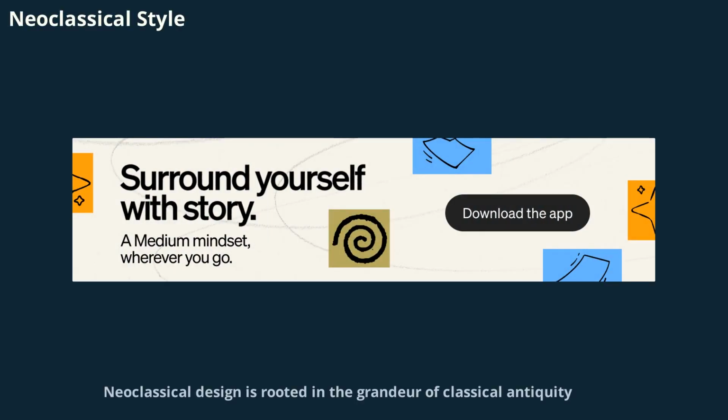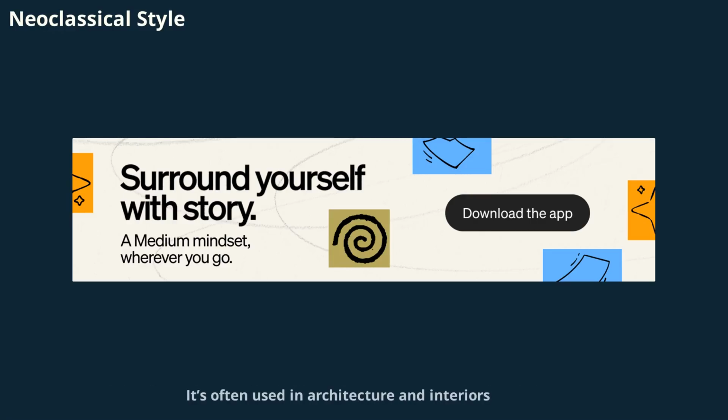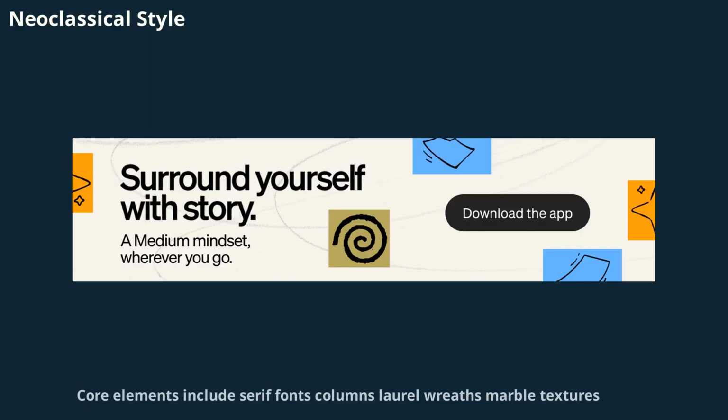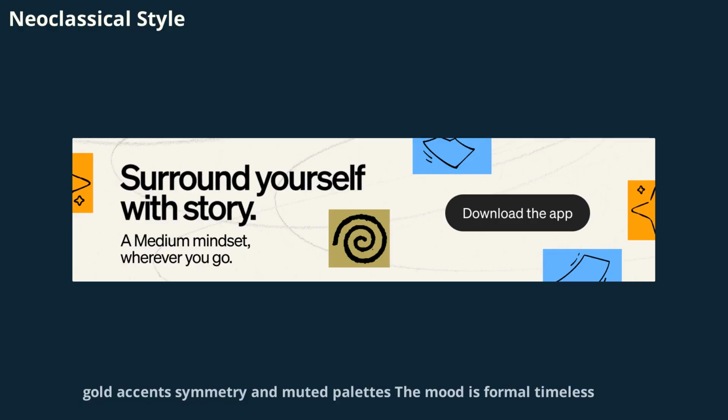Neoclassical design is rooted in the grandeur of classical antiquity, reviving Greco-Roman ideals like order, symmetry, and refined elegance. It's often used in architecture and interiors, but now echoes in UI and brand design to communicate tradition and authority. Core elements include serif fonts, columns, laurel wreaths, marble textures, gold accents, symmetry, and muted palettes. The mood is formal, timeless, and noble, ideal for luxury brands, museums, heritage products, or academic publications.